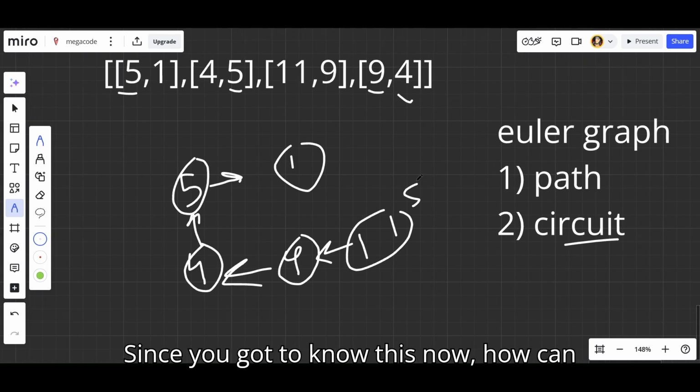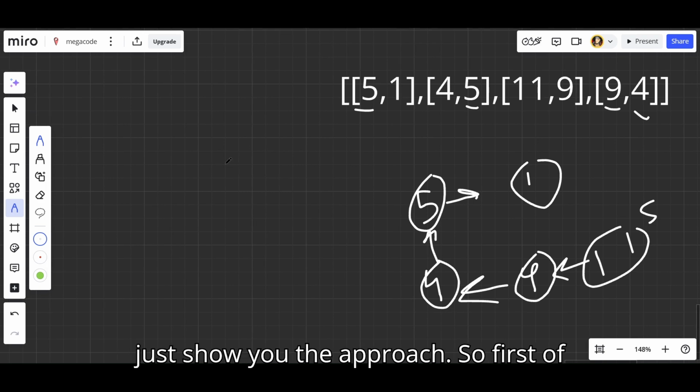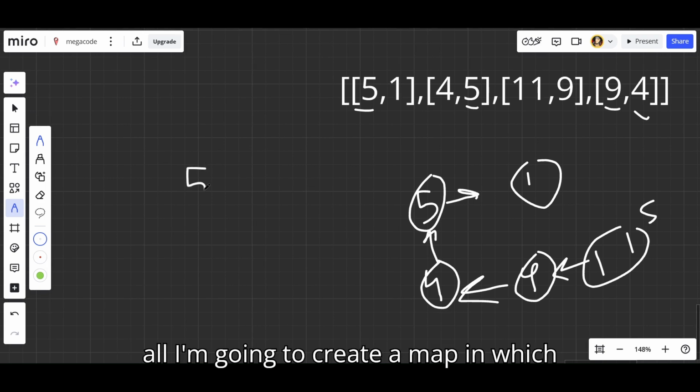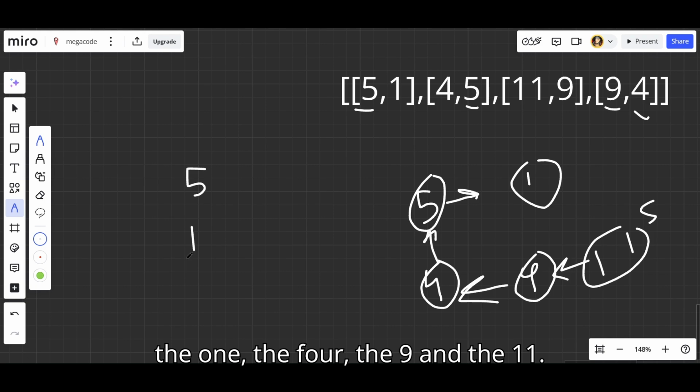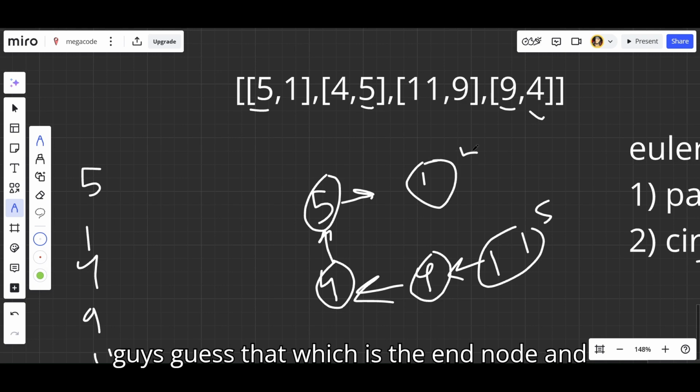Since you got to know this, now how can we solve this question? It's pretty straightforward and kind of easy. Let me show you the approach. First of all, I'm going to create a map in which I'm going to store these nodes: the 5, the 1, the 4, the 9, and the 11. After that, how are you guys going to guess which is the end node and which is the starting node?